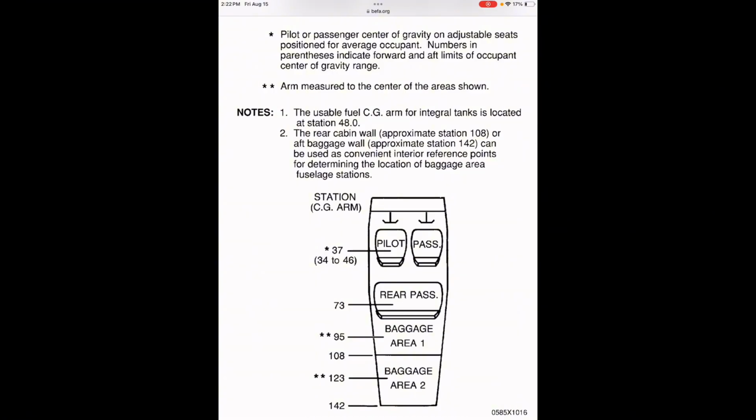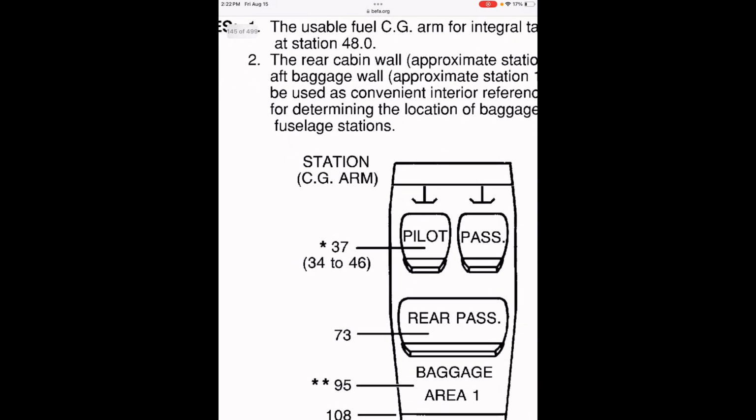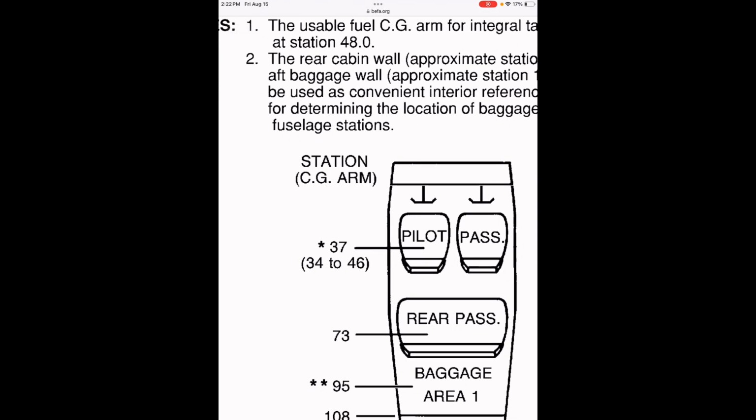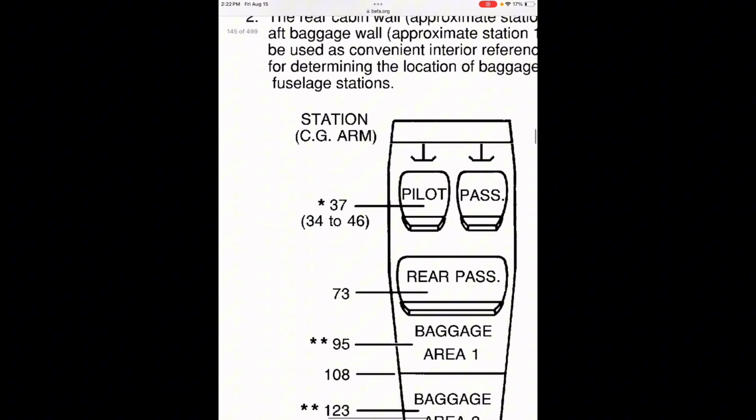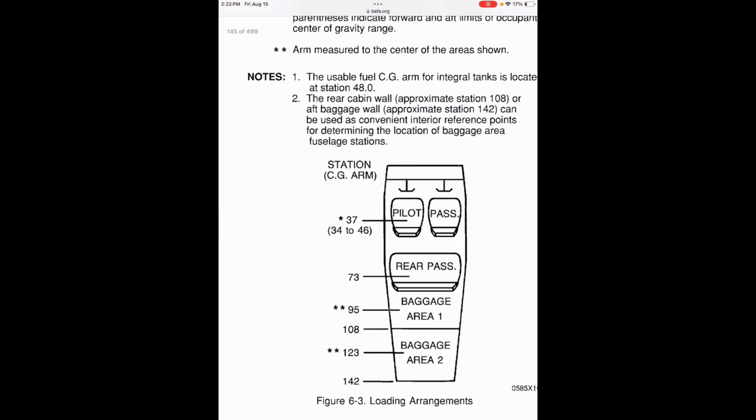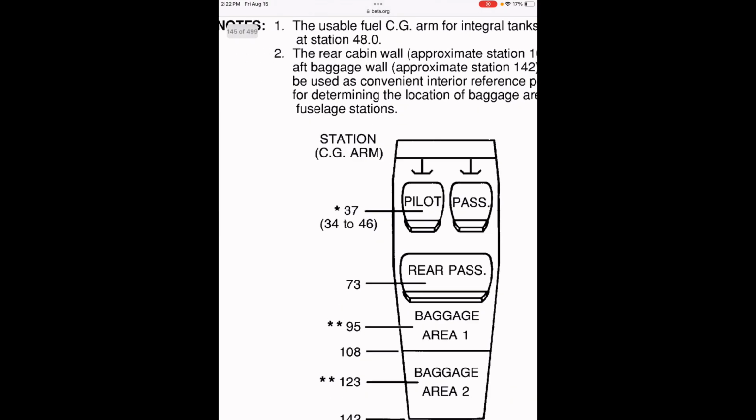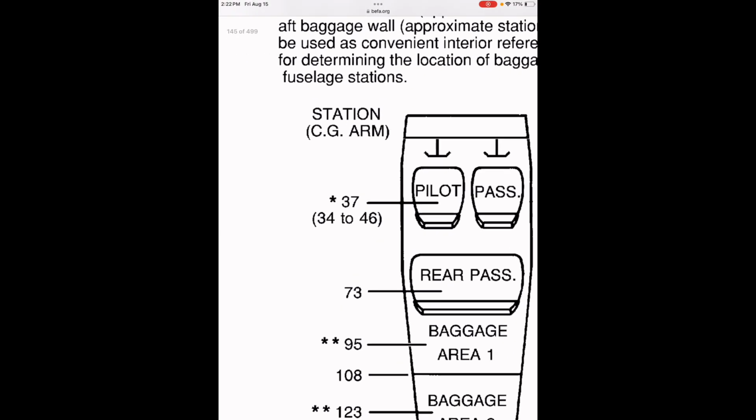For the pilot and passenger, we have 37. In parentheses, it says 34 to 46. That's because we have adjustable seats that move forward and aft, so that would obviously change how far we are from that datum. We have to be cautious of that. If we're in a middle seat position, we just find a number in between that. We could use 40, 39, to be a little bit more accurate.